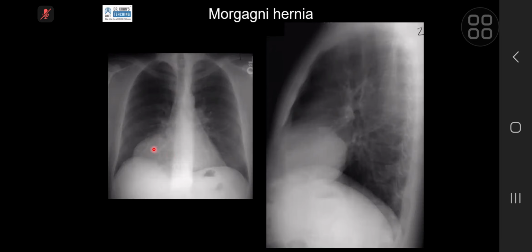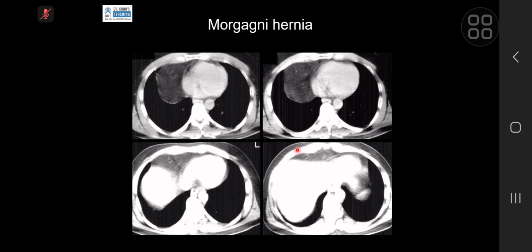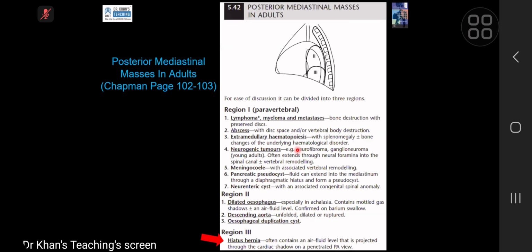It will be right, paracardiac, and it will be anteriorly placed, the region 3. So this is Morgagni hernia. There is fat inside. Now there is posterior mediastinum, and here this is slightly different than what the concept on Chapman, but the differential remains the same. For example, in region 2, this is region 2, dilated esophagus, descending aorta, esophageal duplication cyst, and region 3 is hiatus hernia.